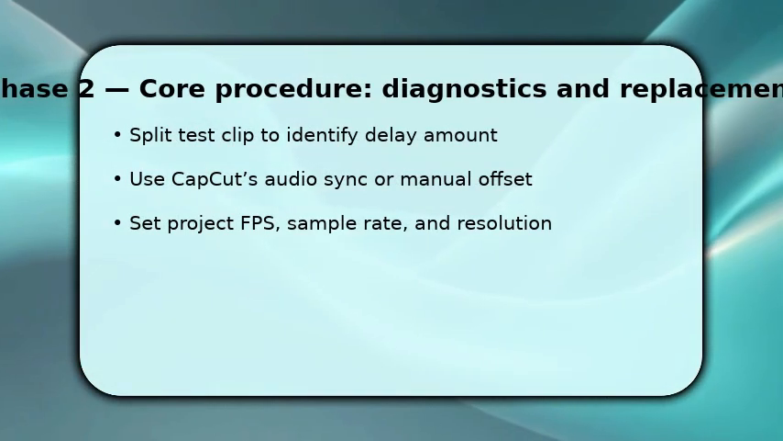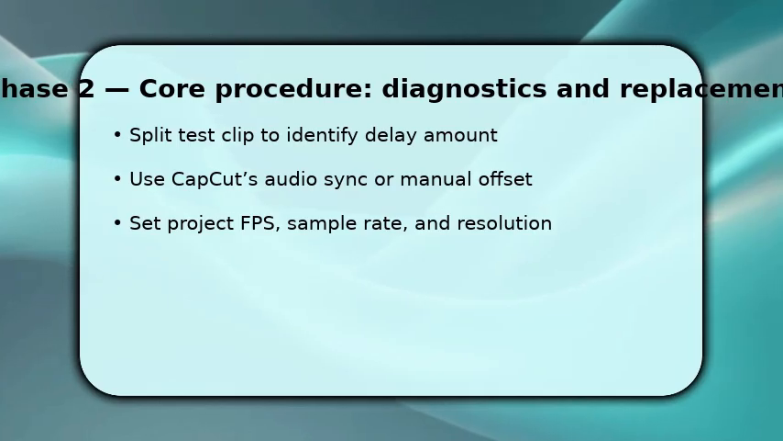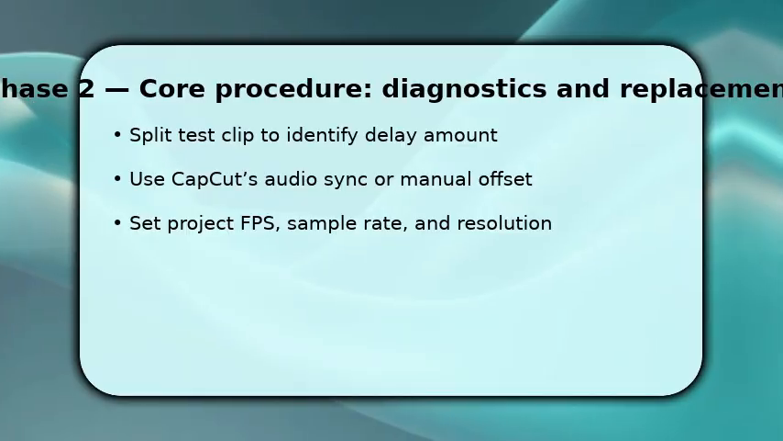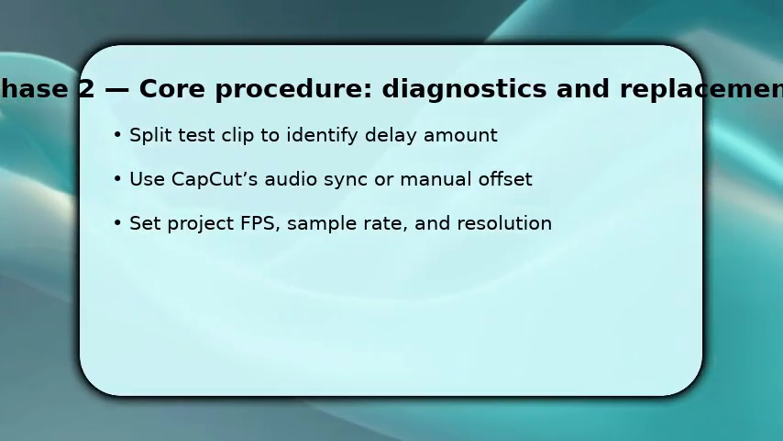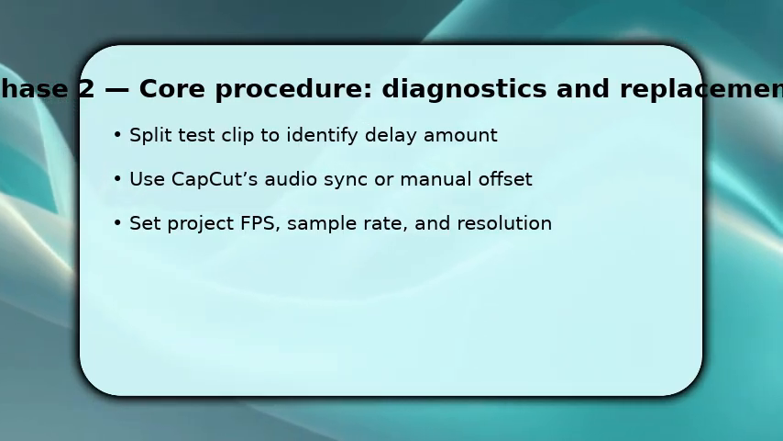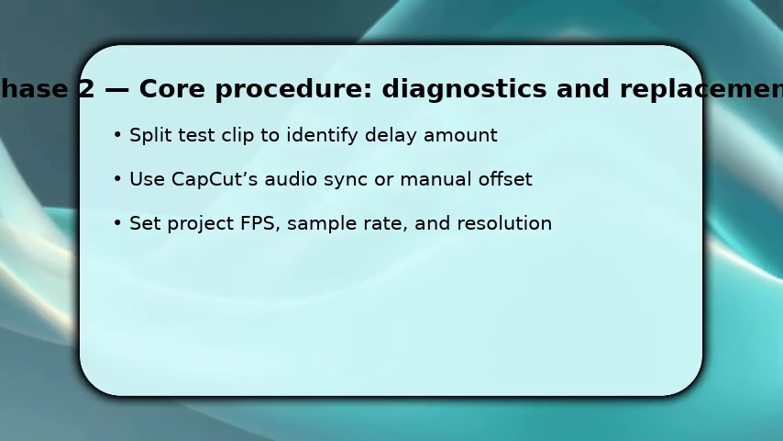Now you diagnose the lag. Play the test clip and note the delay in seconds or frames. Use CapCut's audio sync tool if present, otherwise apply a manual offset by nudging the audio track left or right. Make sure the project FPS and audio sample rate match your clips. If not, change project settings to match. Once adjusted, render a short preview.